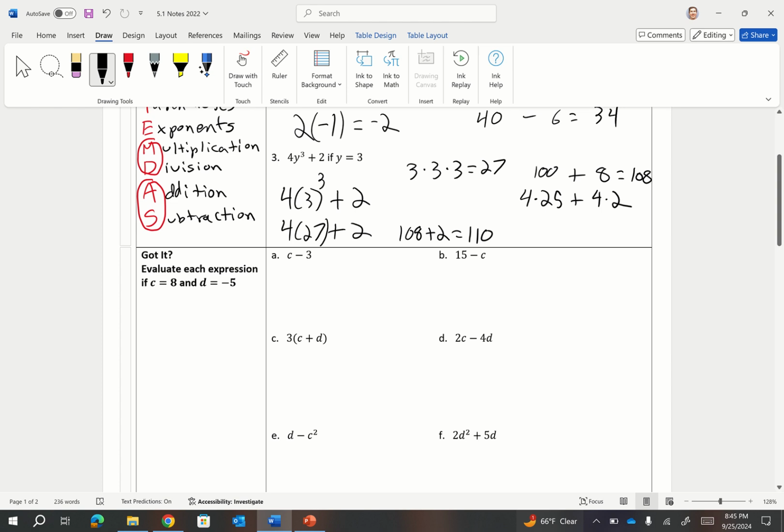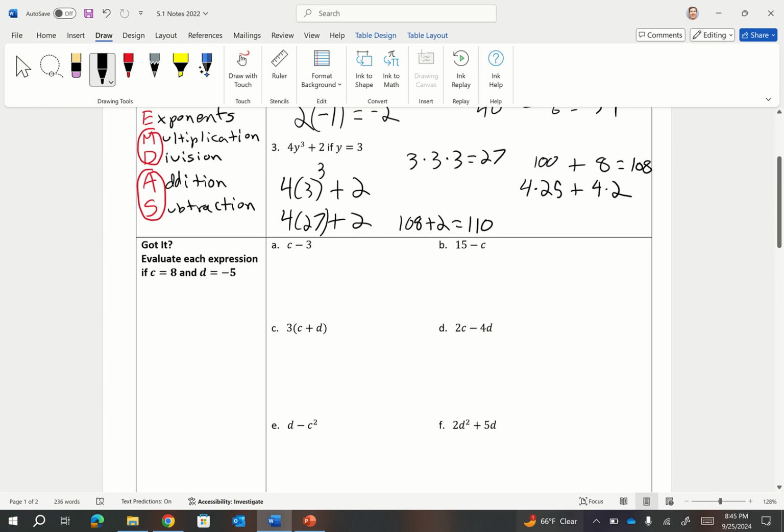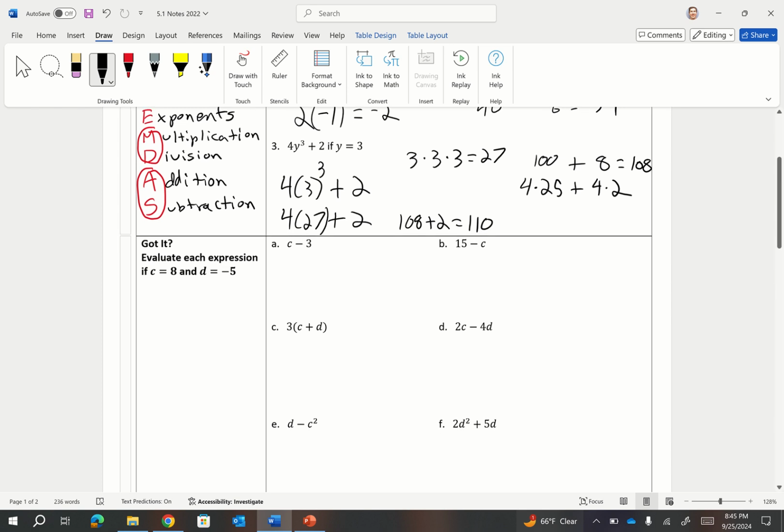Okay, so on this one, c equals 8 and d equals -5. We're going to plug in those values on every one of these problems. All right, so first one, c equals 8, so 8 minus 3 equals 5. On b here, we get 15 minus 8, which equals 7.